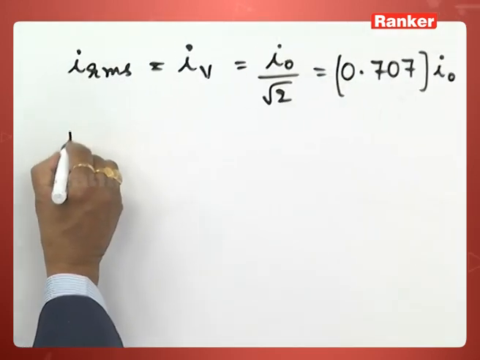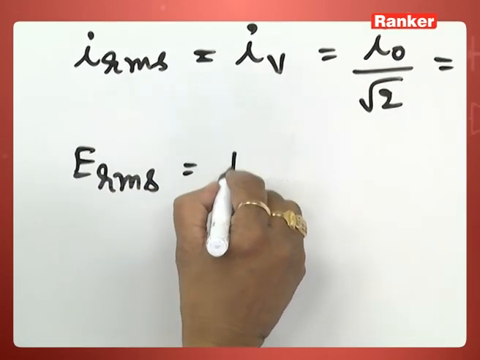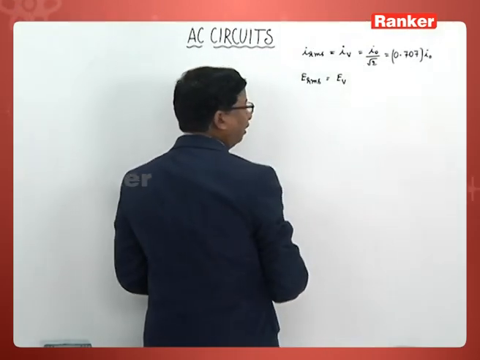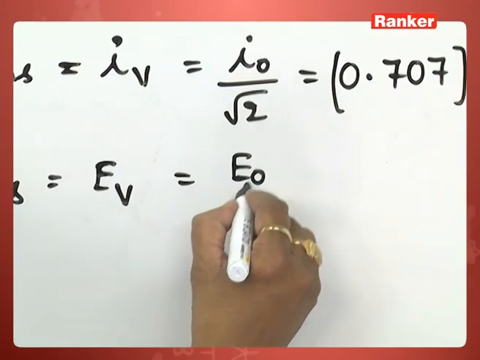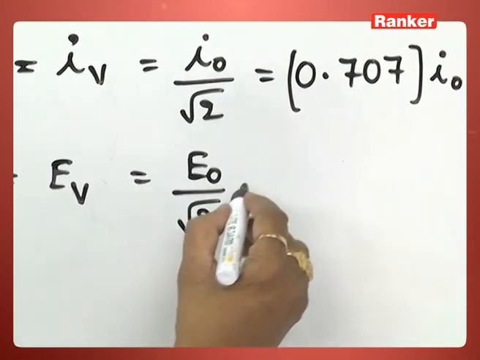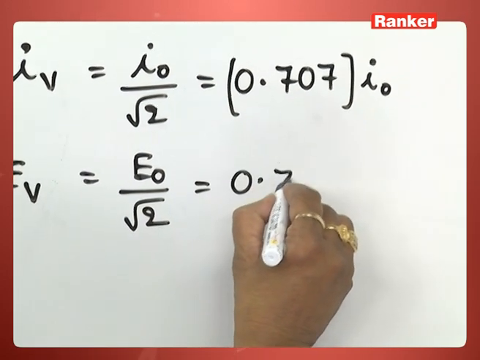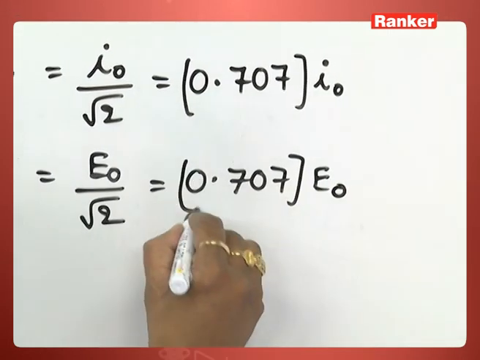Similarly, when we write E RMS, which is also written as E V, the virtual value of EMF, that can be rewritten as E naught by root 2, which also can be written as 0.707 times the value of E naught.